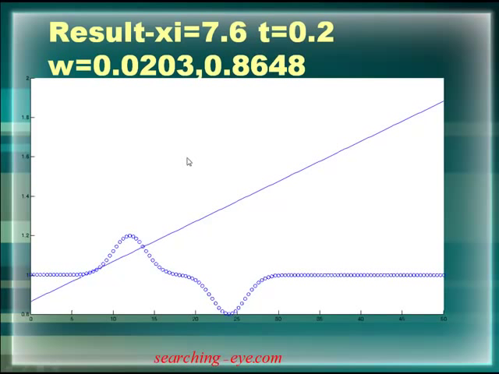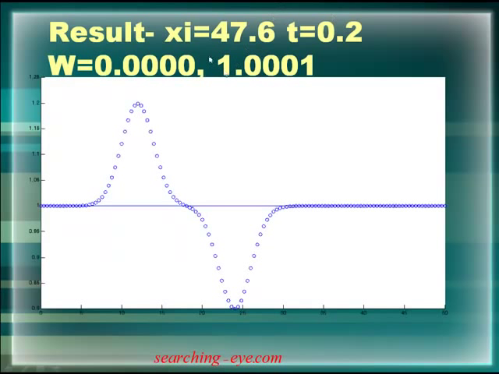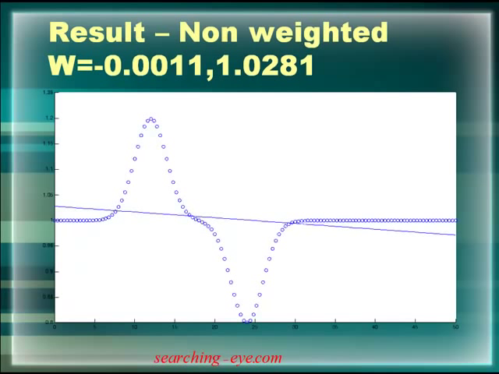This is the result of evaluating a hypothesis at 7.6, choosing your bandwidth parameter 0.2, and w0 is 0.8648 and w1 is 0.0203. Again, here only these few points are considered for evaluating a hypothesis at 7.6. And finally, this is the result of evaluating a hypothesis at 47.6, which lies somewhere here, and your weighting function is somewhat like this. You can easily see only these few points are considered, so you are getting a perfect horizontal line. And this is the result of non-weighted regression. As you can see, it is not a good approximator of your data.